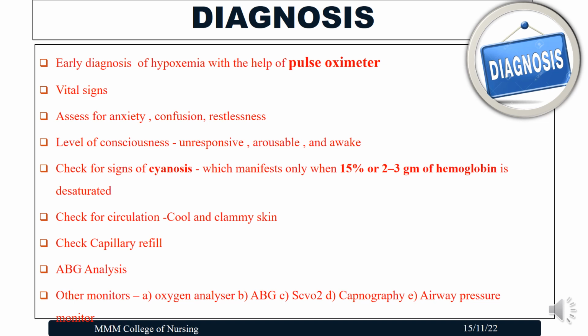Check for the circulation of the patient, cool and clammy skin. Check for capillary refill. The regaining of the blood supply within less than 3 seconds is normal. So check for ABG, and other monitors include oxygen analyzer, ABG, SvO2, then capnography, airway pressure monitor. So these are some of the other methods to identify hypoxia in the patient.